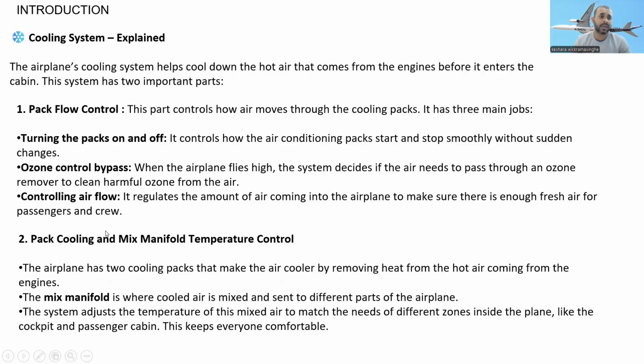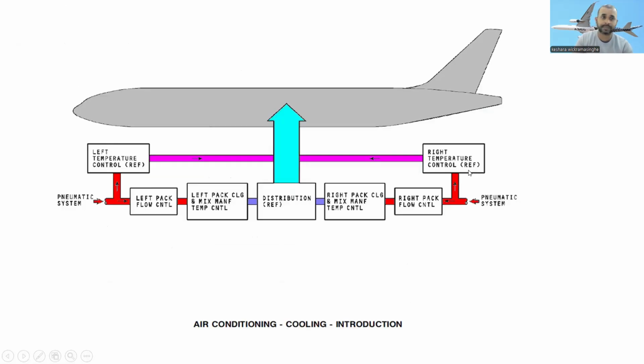Next one, the pack cooling and mixed manifold temperature controls. The airplane has two cooling packs that make the air cooler by removing heat from the hot air coming from the engines. The mixed manifold is where the cool air is mixed and sent to different parts of the airplane. The system adjusts the temperature of the mixed air to match the needs of different zones inside the plane, like the cockpit and passenger cabin. This helps everyone be comfortable.